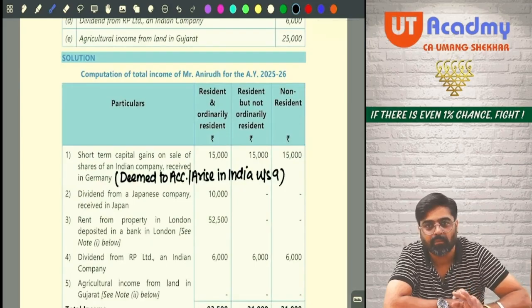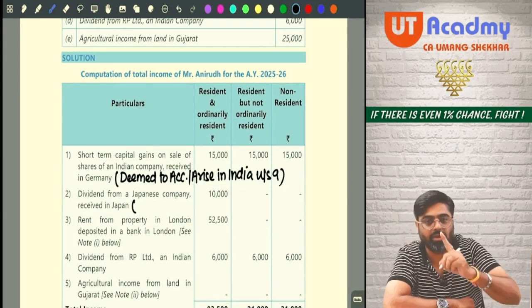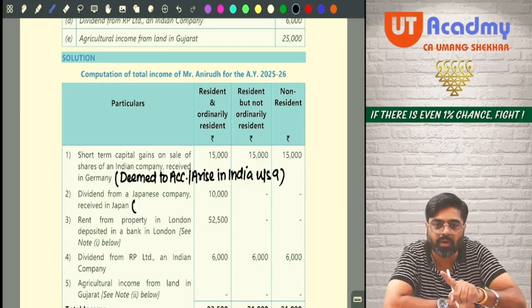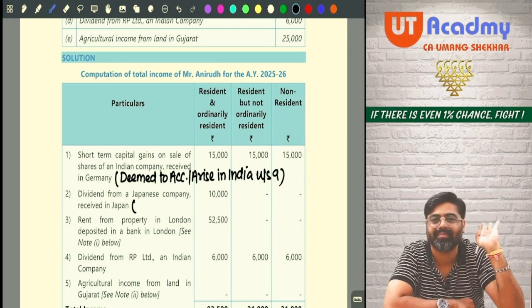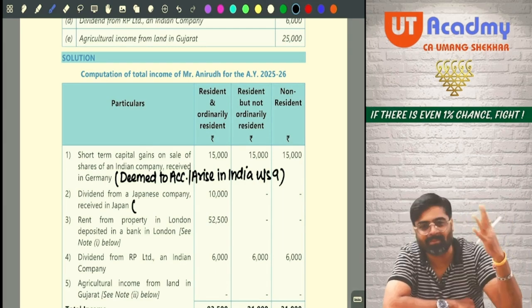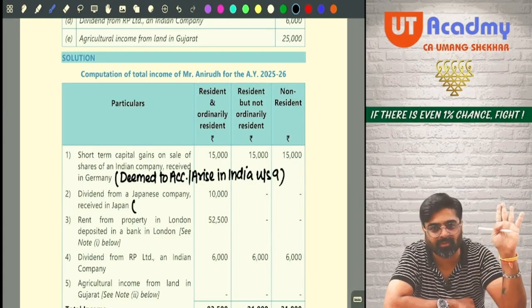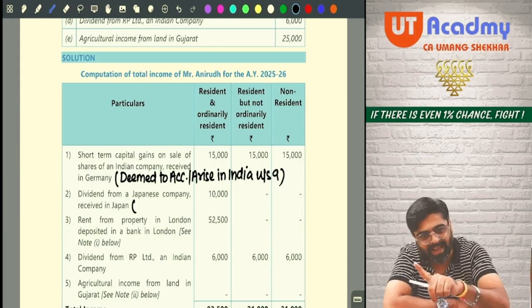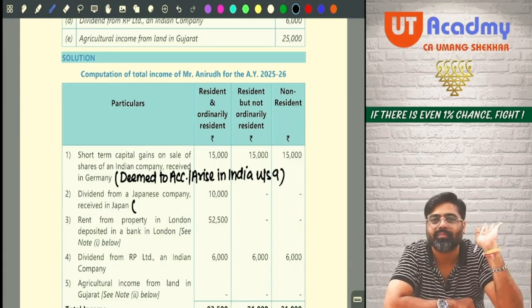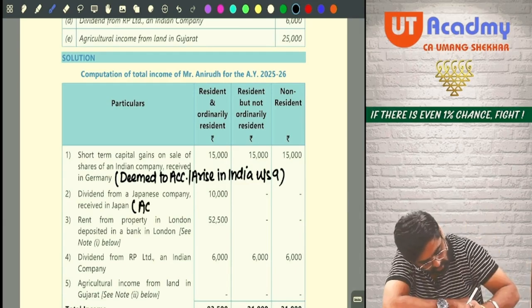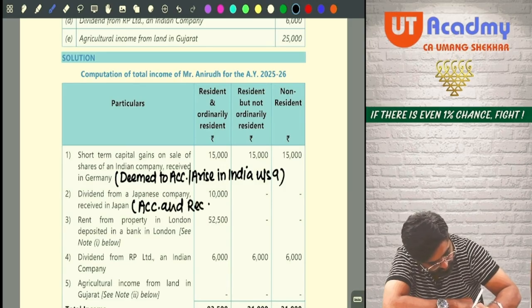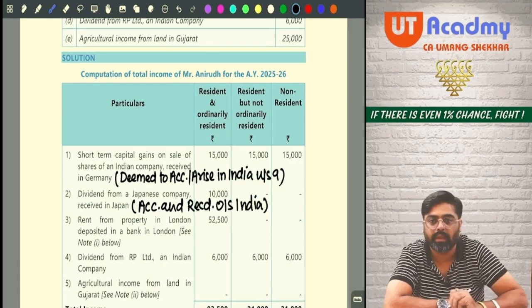Check the solution. Same thing done. But in the bracket, what we will write here? Come on, tell me. You all tell me what we will write in the bracket. Accrued as well as received outside India. That's it. Hence, it is a foreign income. The examiner will understand that it is not from a business or profession situated outside India but controlled from India. Hence, you have taxed it only for ROR. That's it. Understanding? So, what you will write here? Accrued and received outside India in the bracket.